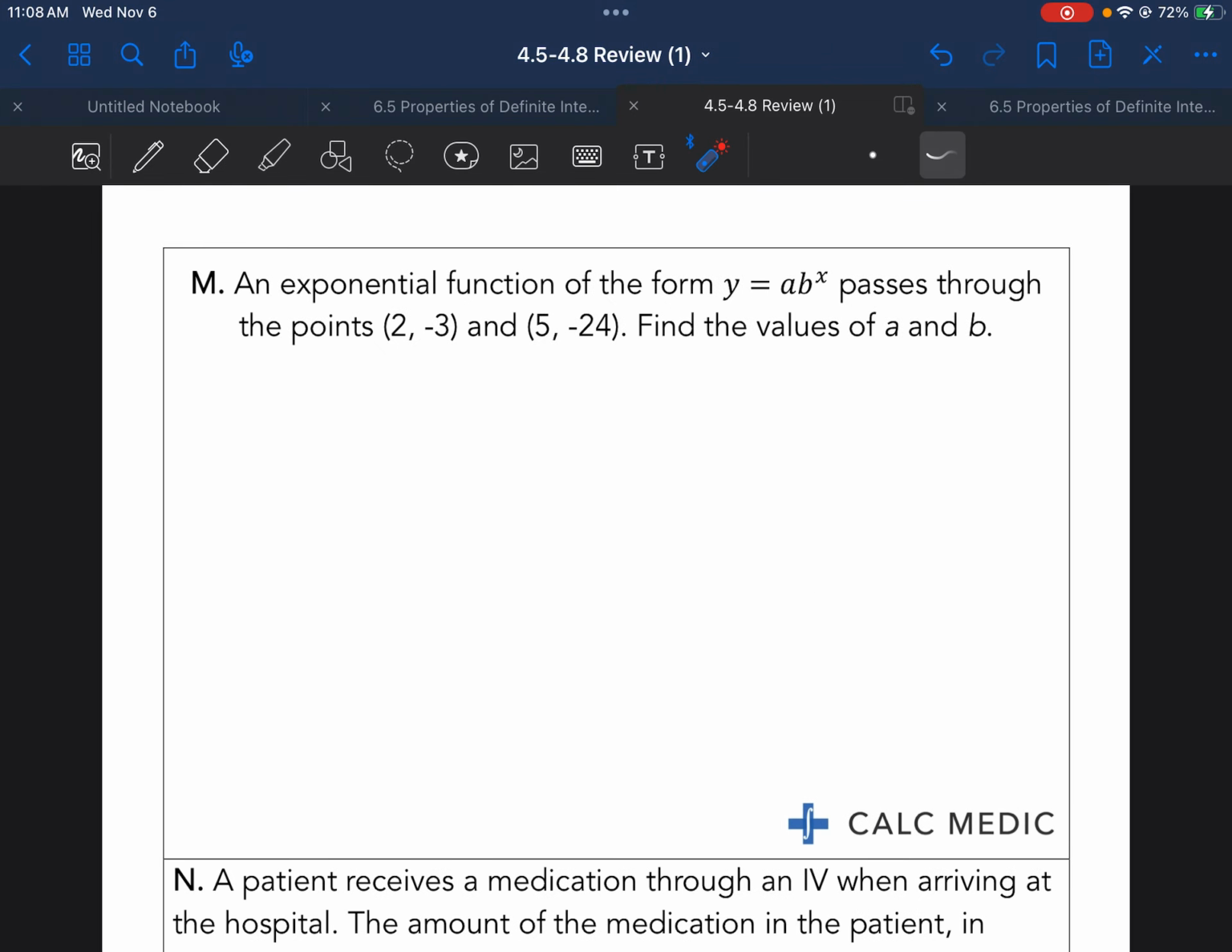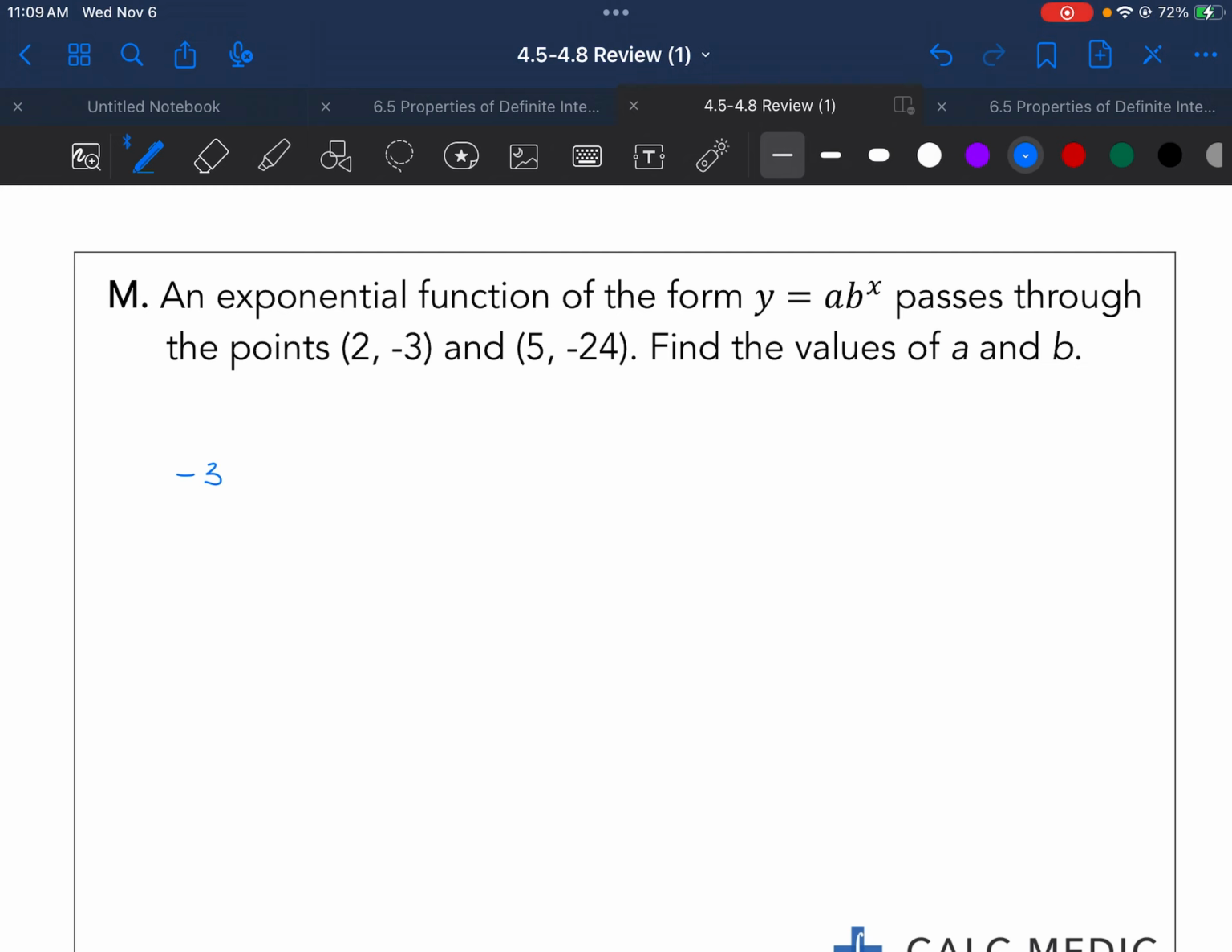Alrighty, let's try these out real quick. Forgot these two. All right, an exponential function of the form y equals a times b to the x power passes through the points (2, -3) and (5, -24). Find the values of a and b. Notice there is no horizontal shift. Okay, so immediately what I'm thinking, -3, notice that this is the y value here. 2 and 5 are 3 common ratios apart. So times r times r times r would get us to -24.